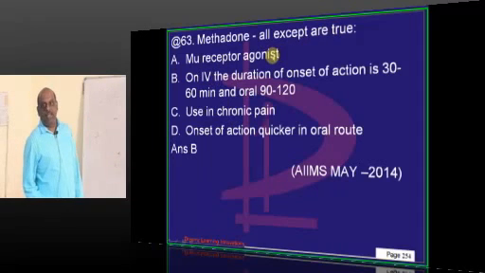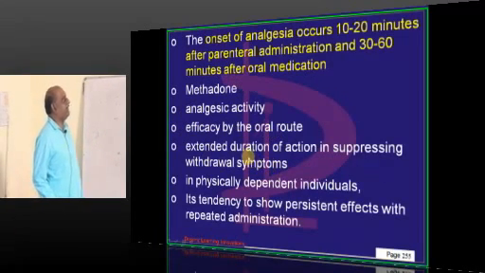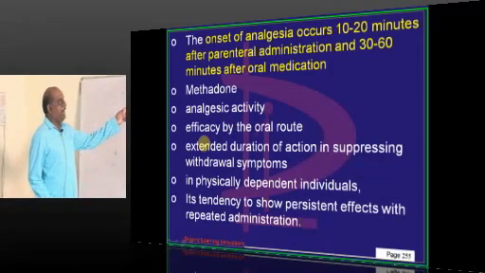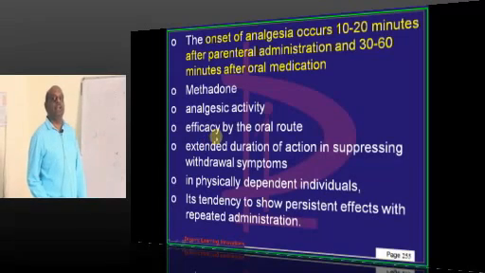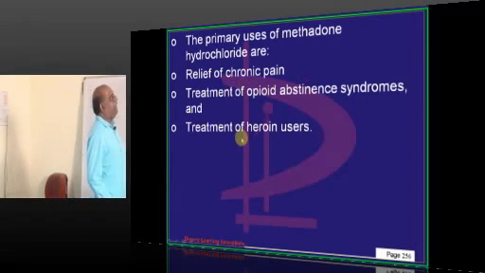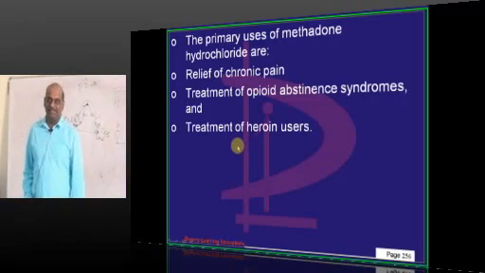You know it is a mu receptor agonist. Of course, to know whether the onset is quicker or not by the oral route is the challenge. So that's the point. The main advantage of methadone as an analgesic is that it has efficacy unlike the other congeners. By the oral route only you can administer. That's the advantage. So chronic pain situations, and treatment of heroin users.